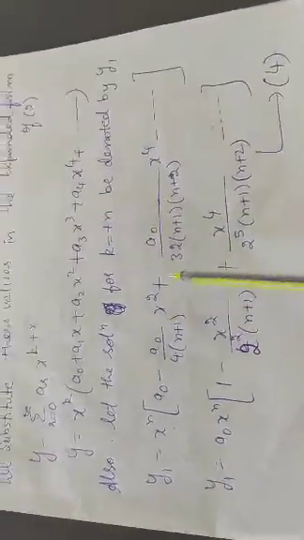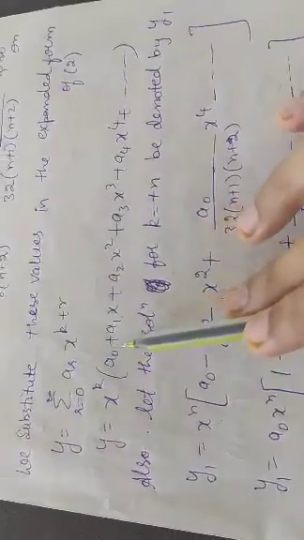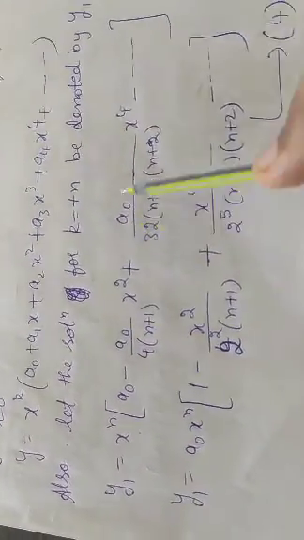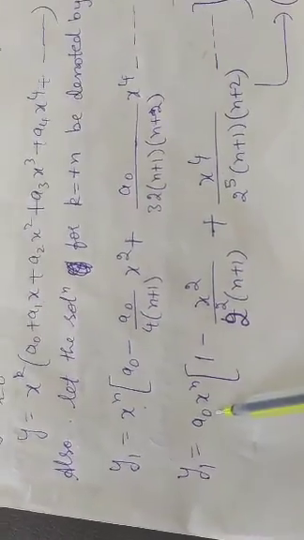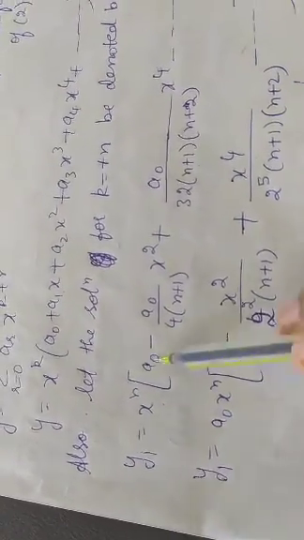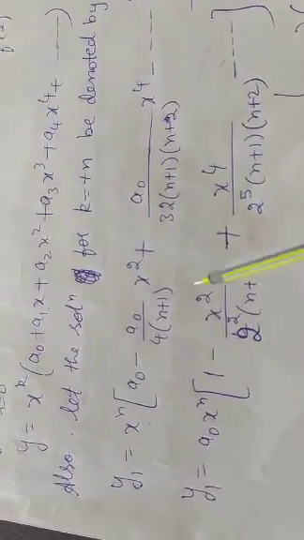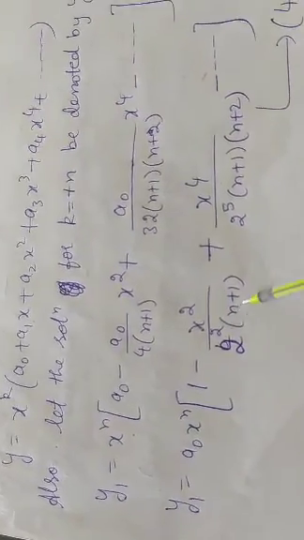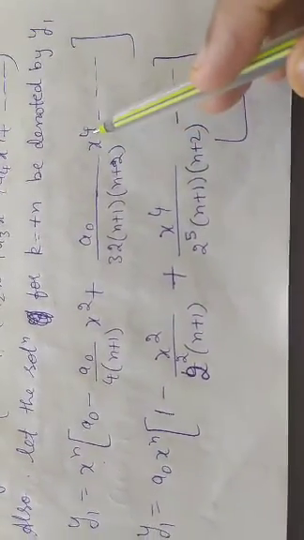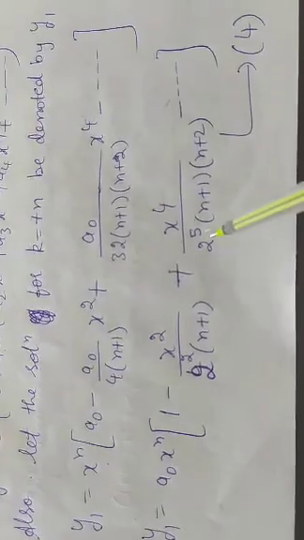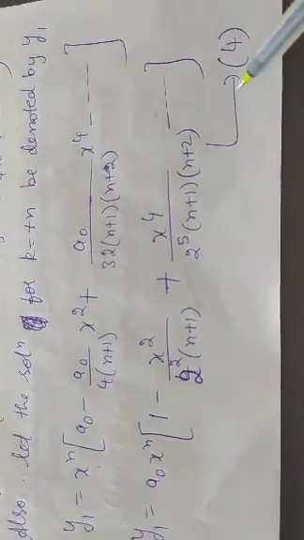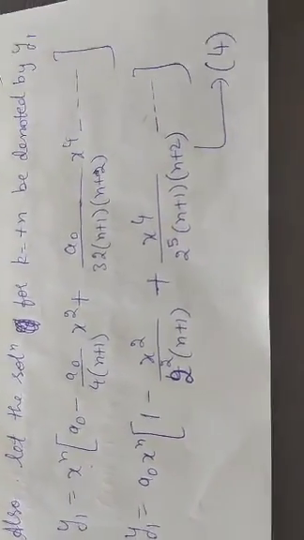What we did was substitute k equals n and the values of a0, a1, a2. Observe that a0 is in everything, so take a0 as common. x power n is already outside. The first term is 1, minus x square over 4, and 4 can be written as 2 square into n plus 1. Again, x power 4 will come, where 32 can be written as 2 power 5 into n plus 1 and n plus 2. The series will go on, and we call this equation 4.